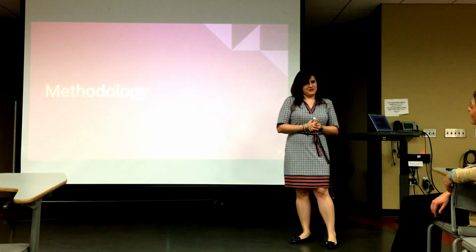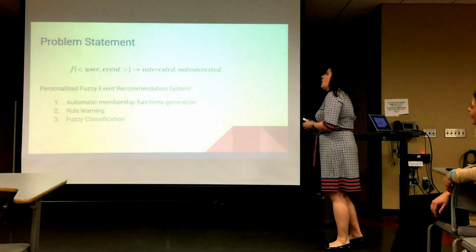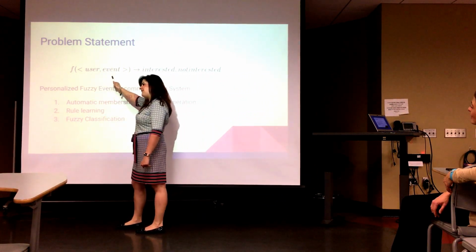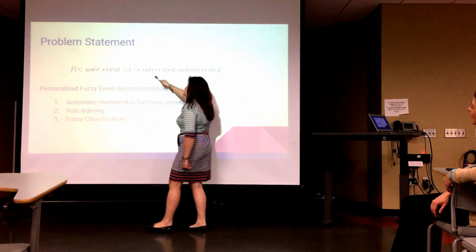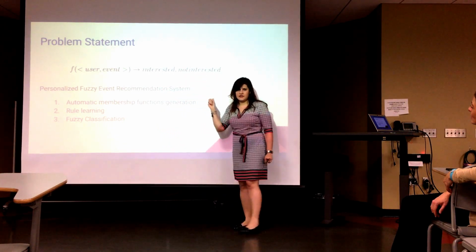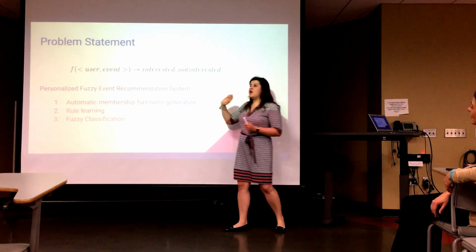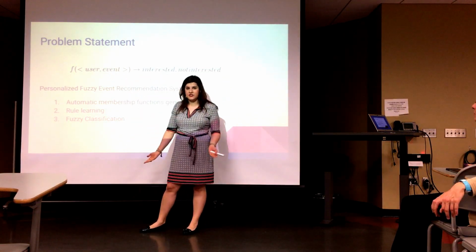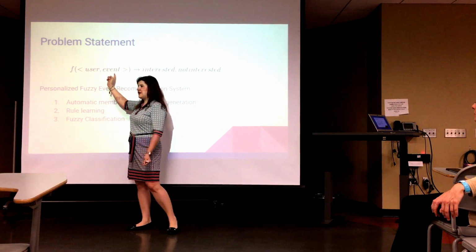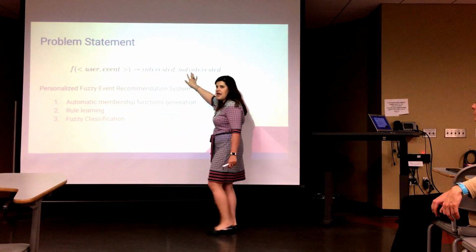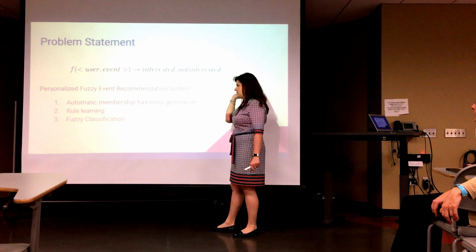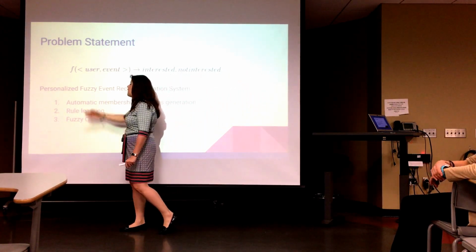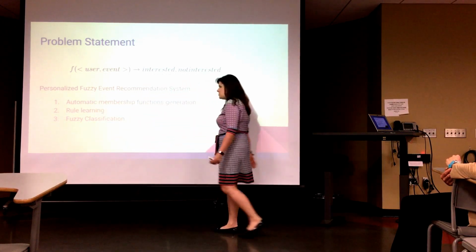Now let's move to the methodology. So the problem here is that we have a user and an event, and we want to predict if he's interested or not interested in that event. So we formulate the recommendation system as a classification. Basically, for a pair of user and event, we predict the label: interested or not interested. To do so, we propose a personalized fuzzy event recommendation system.